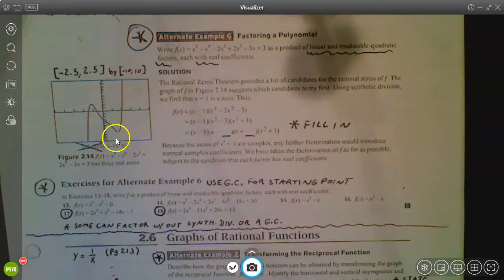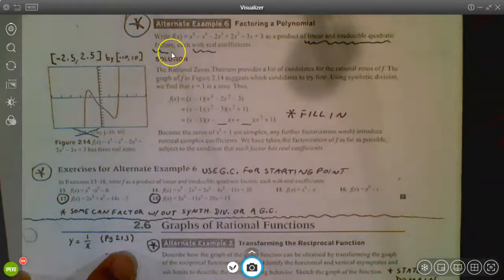Okay, here's the last thing I'm going to show you. Again, I'm going to sort of talk you through their example. We're going to do 2 on our own, and we will call it a day. So here we go with x to the 5th minus x to the 4th minus 2x to the 3rd plus 2x minus 3x plus 3. So that's our polynomial that we're going to break down. They want it as a product of linear and irreducible quadratic factors with real coefficients. So here we go.